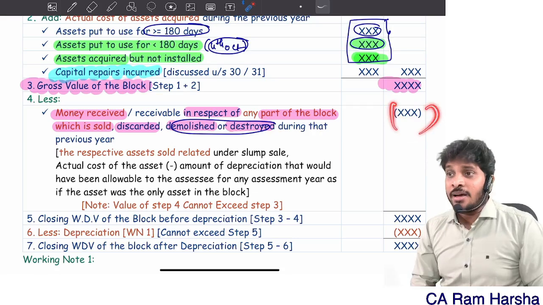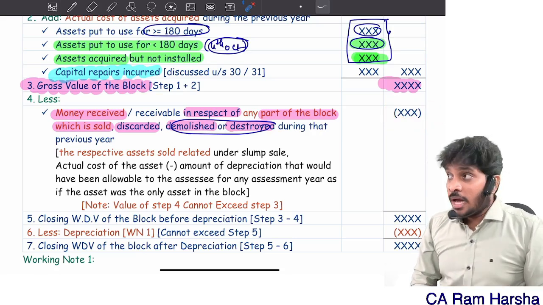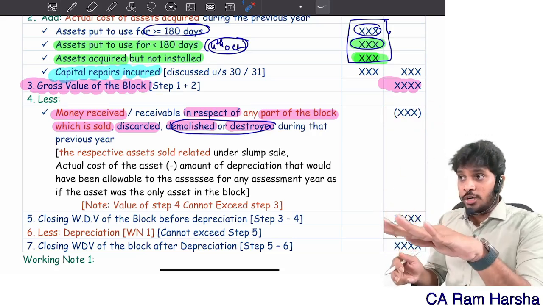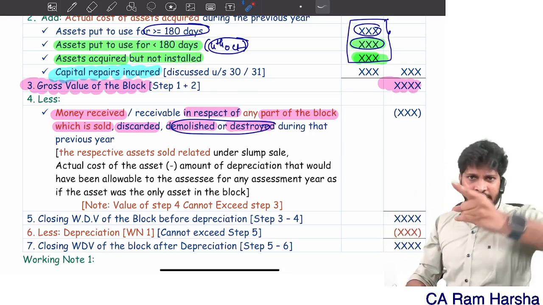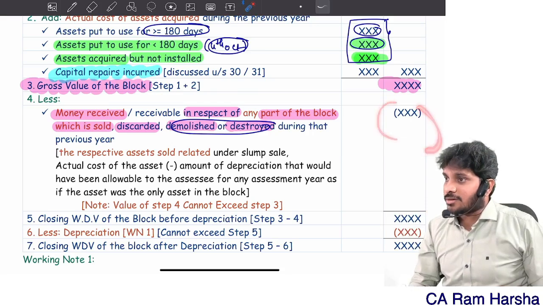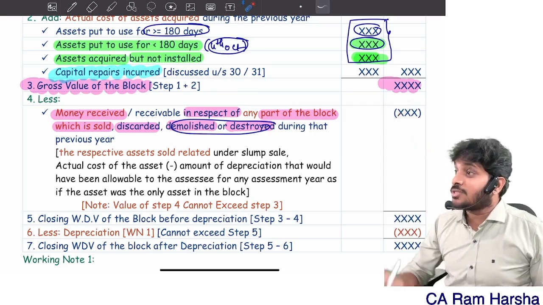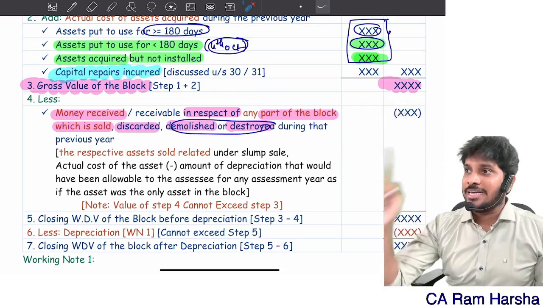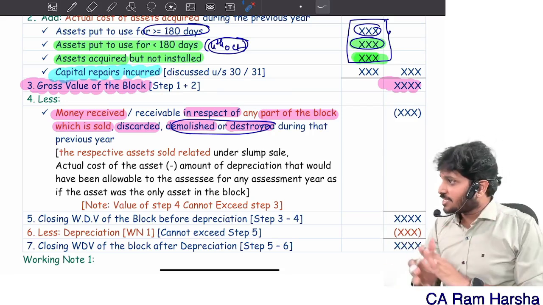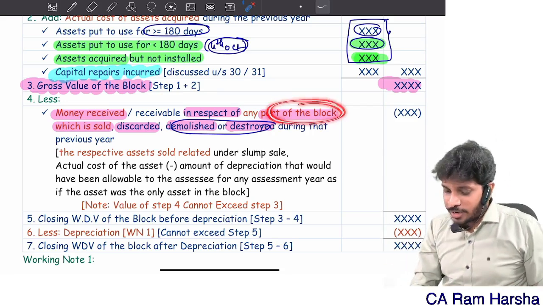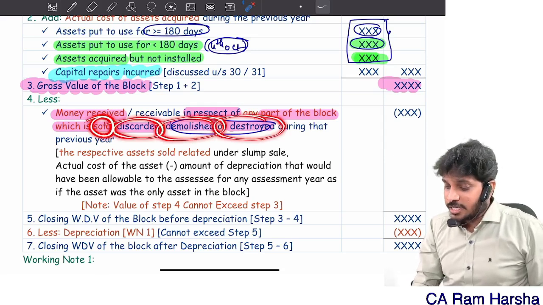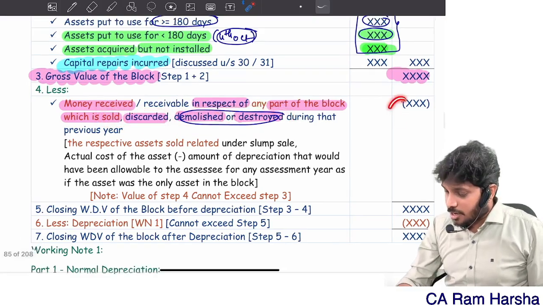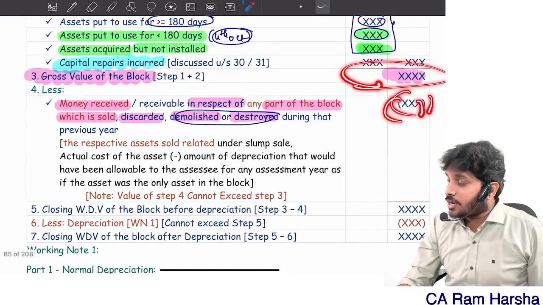Reduce it directly. In the exam, they will say the AC was sold. The AC book value is 10,000 only, but we received 40,000. Many students reduce 10,000. That's wrong. You should reduce the amount received only. For part of a block that you transferred, either by sale, discard, demolition, or destruction, reduce that amount from the gross block value.